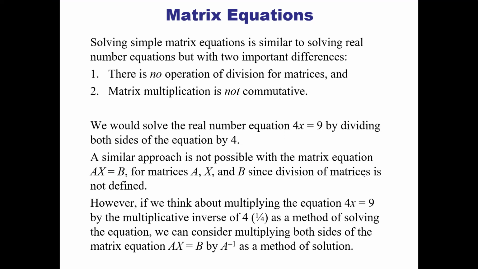If we think of multiplying the equation 4x equals 9 by the multiplicative inverse of 4, which is 1/4, and then also multiply the 9 by 1/4, that's something similar to what we can do with matrices. So if we have AX equals B, if we multiply A inverse on the left of both sides, then A inverse times A gives us I times X, which is X. And then we'll have A inverse times B, and that's going to give us our answer for X.